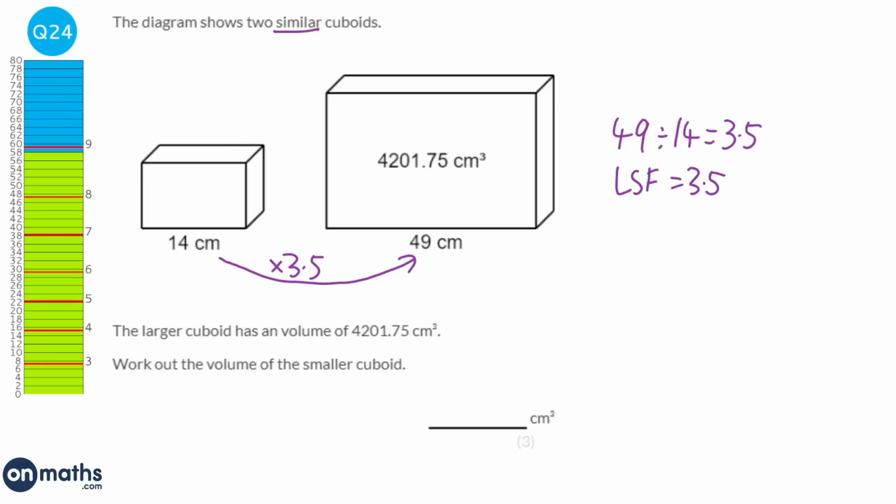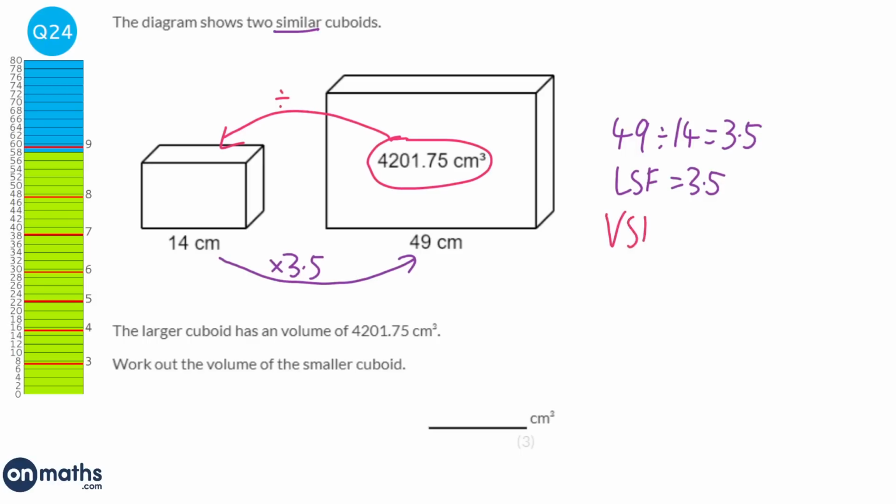And this question is all about volumes. So we're looking at going from here to the volume of the smaller one. Whenever we go from the bigger to the smaller, we're going to divide by the scale factor. So we know we've got to find the scale factor and divide by it.